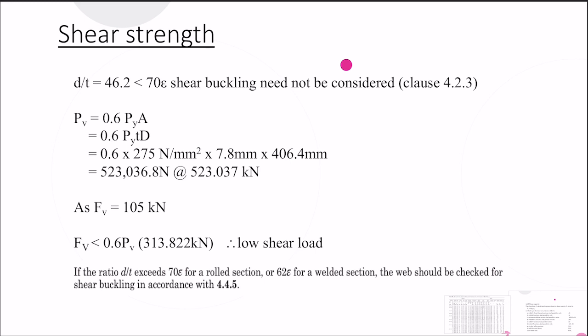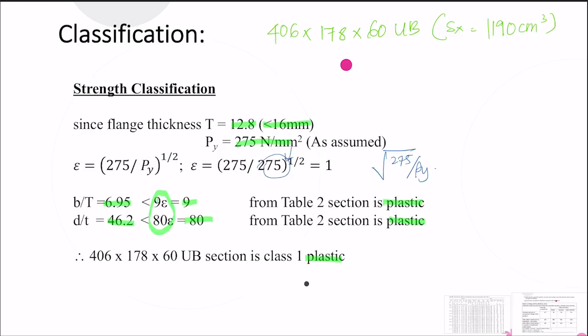Okay, but first we want to get the shear capacity. Okay, but in order to do so, we need to check on the shear buckling first. D over T is equal to 46.2. Because we have already looked at it at the back. Right, this one is 46.2.